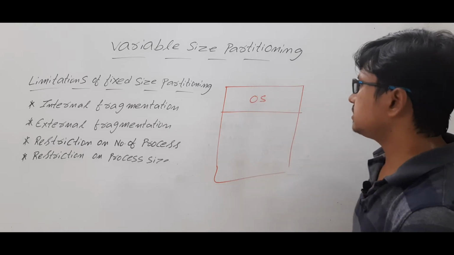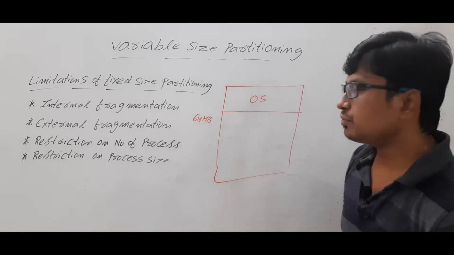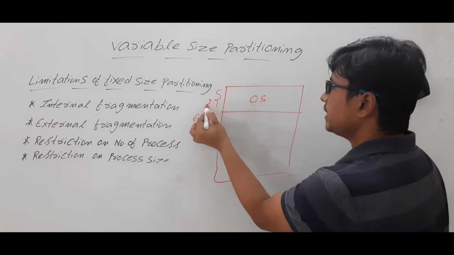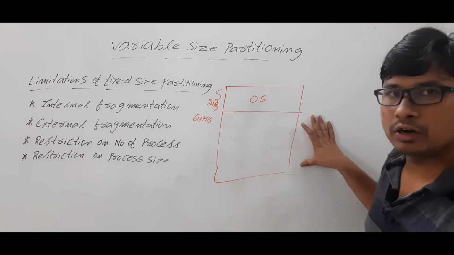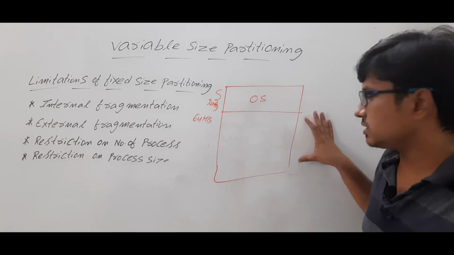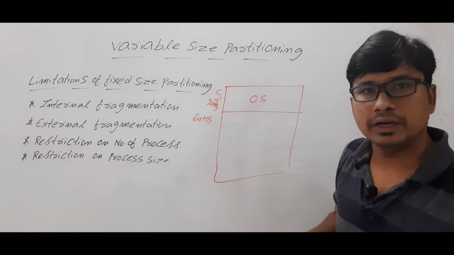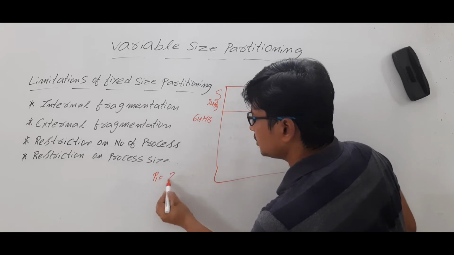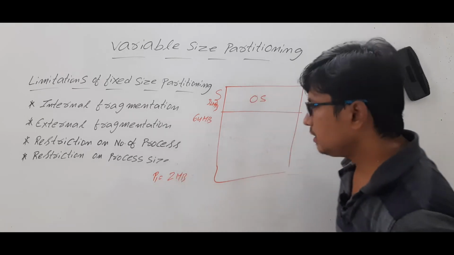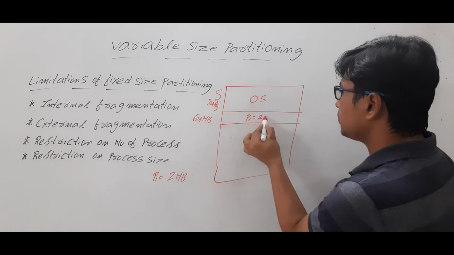So let's consider that you have a main memory of 64 MB. Out of that, the operating system has occupied 32 MB. Then the remaining 32 MB we will not divide into any partitions. This 32 MB will be there like this. Suppose a process P1 has come with 2 MB. Then 2 MB of space will be allocated for the process P1.